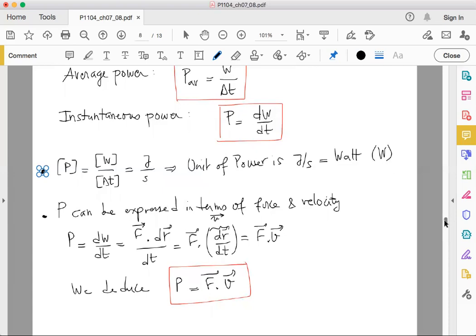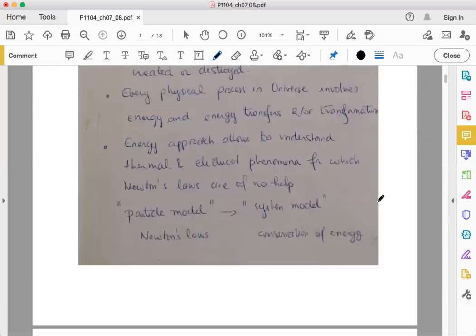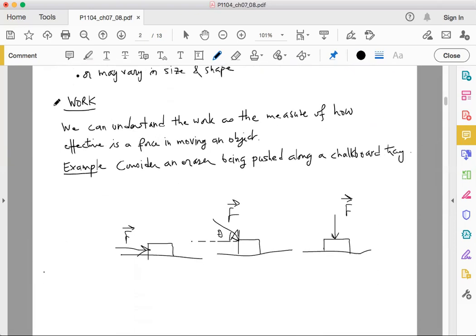I just want to make a few comments about what you need to know from this chapter. Of course, in the introduction, you can read it, etc. You need to understand the concept of work as an energy transfer between the system and the environment on one side. And on the other side, you need to understand how effective a force is in moving the object. And always just think about this example and you will immediately remember what the work is.